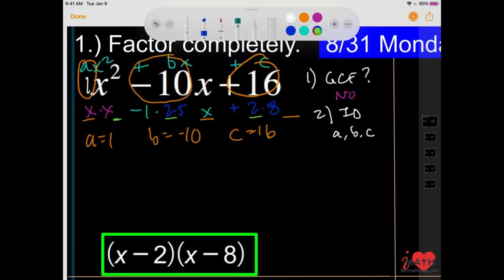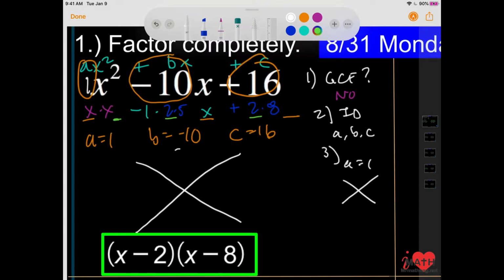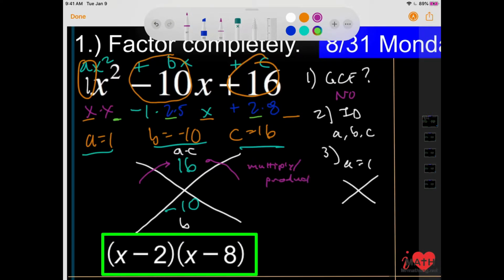Okay, pay attention over here. Now, if your A value is equal to 1, all you have to do is just the x. So you have A times C, and this is your B value. A times C is 16, and your B value is negative 10. Then you're going to think about two numbers that multiply, or it's called the product. Those two numbers multiply to be 16. But the same two numbers that you pick are going to add, or the fancy word is their sum is negative 10.